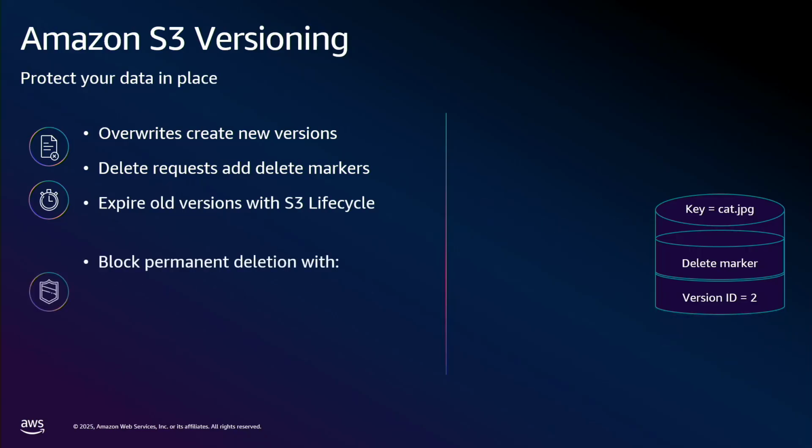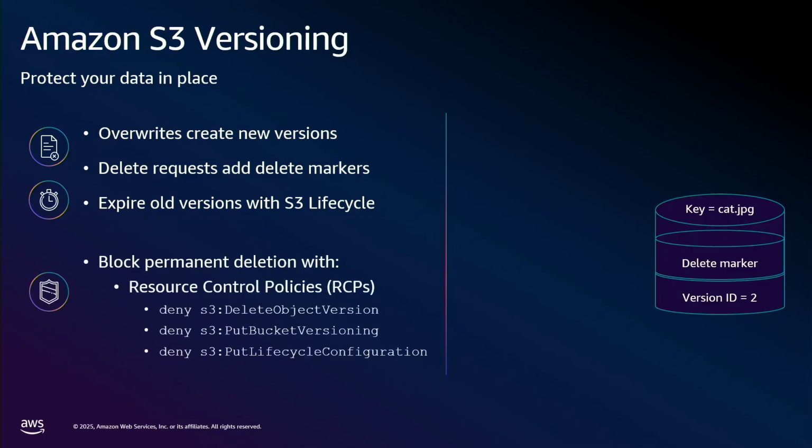But what if someone wants to use lifecycling against us? Here are those RCPs we talked about. We can deny the ability to delete those versions, adding another layer of protection to that data. And then we have S3 Object Lock, making those objects immutable on S3.